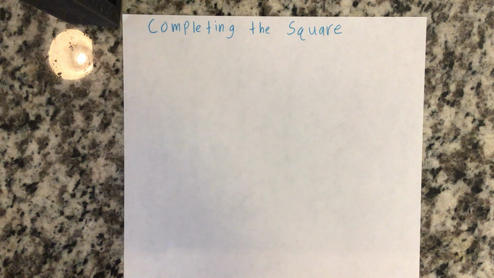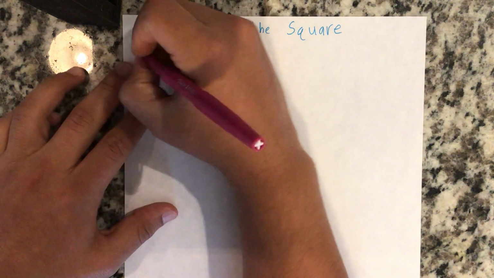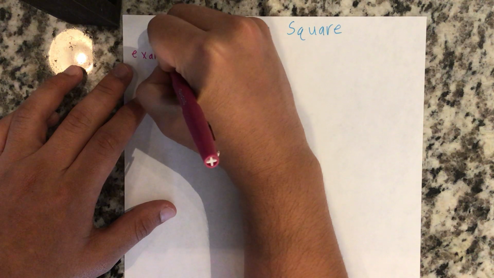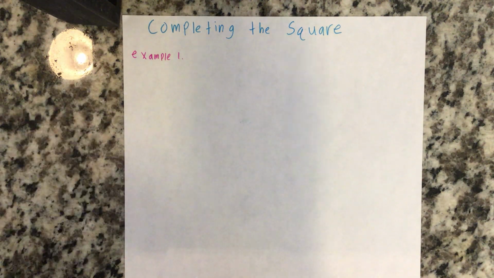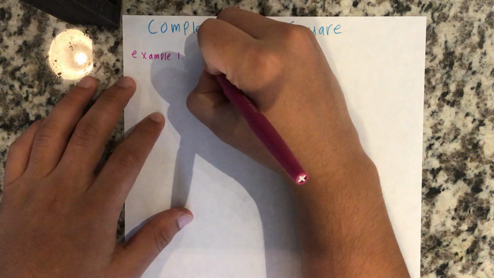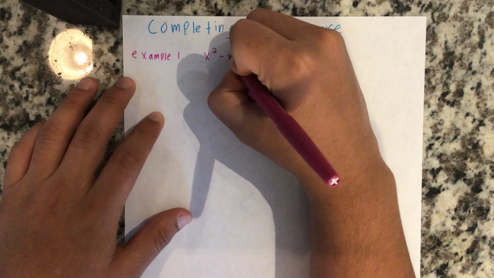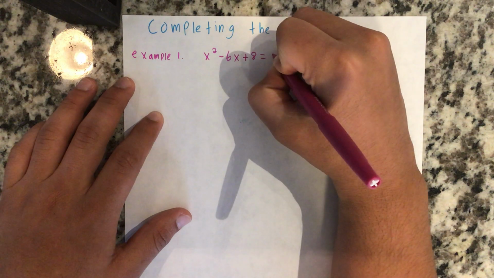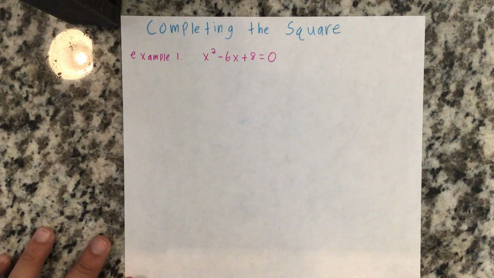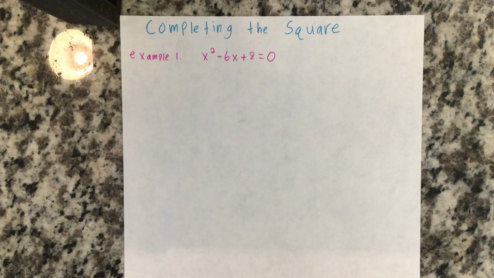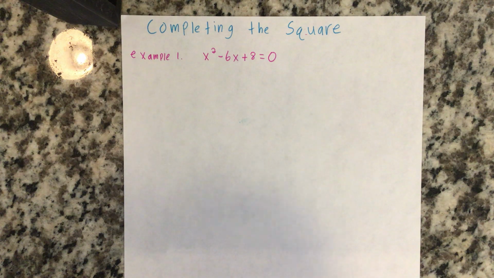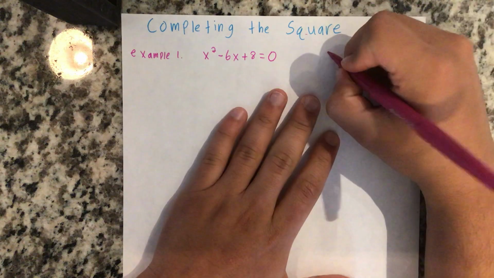So the first example we're going to look at, example 1, is x squared minus 6x plus 8 equals 0, okay? That's my first problem, and I want to solve it, right? I want to find the solutions. And I'm going to do that by completing the square, okay? So, first step, step 1. I'm going to write that over here.